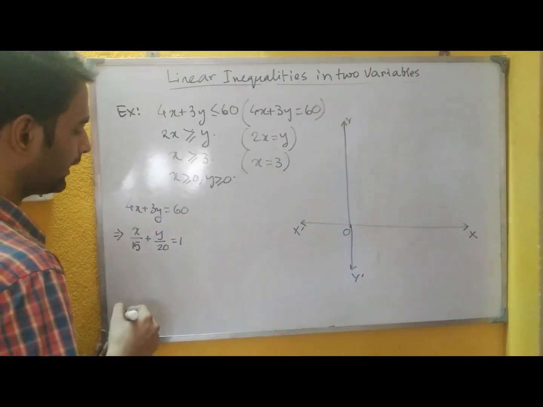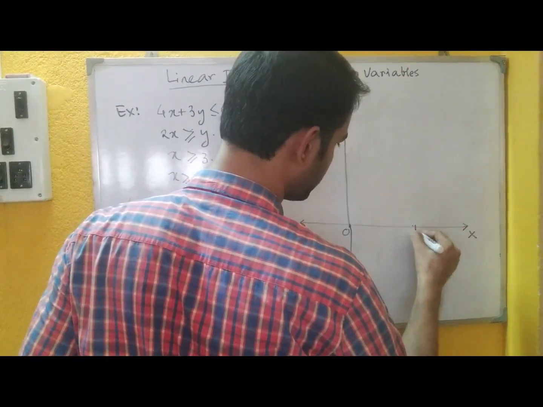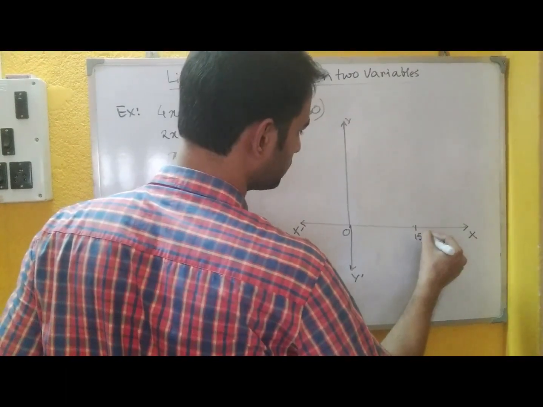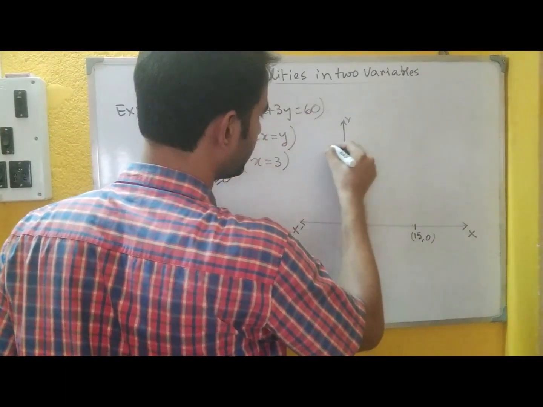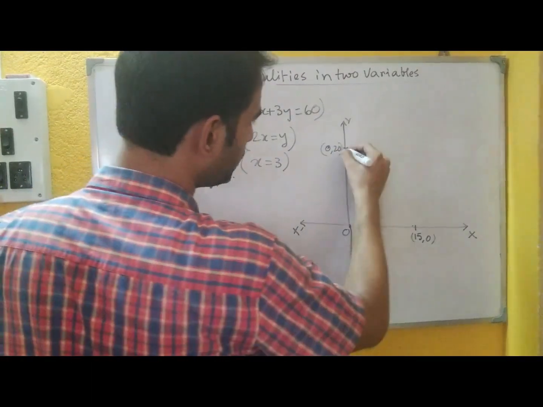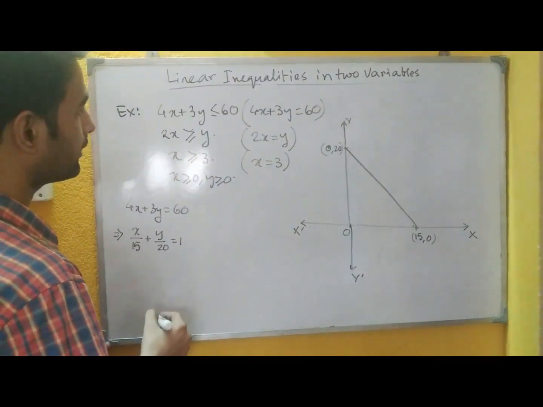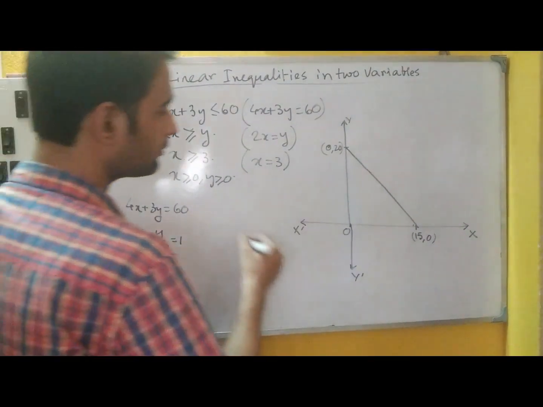So this is the line. It means here this point is 15, 0, and here somewhere it is 0, 20. Then we are joining these points. Again the next one, y equals 2x.